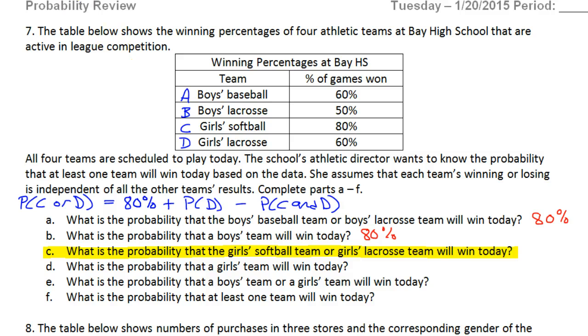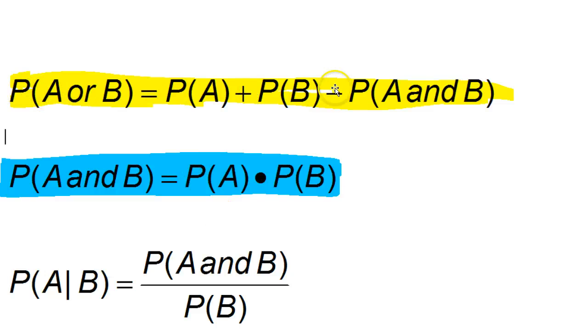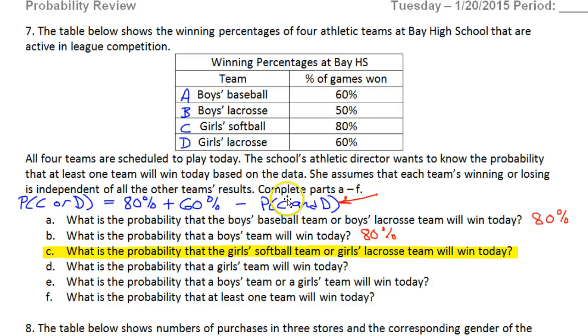Probability of D is 60%. Now, the probability of C and D, if we do this like we did the last time, these should be independent. So, looking at our formula, we just set up the yellow formula, but the probability of A and B, you multiply. So, it'll be the same thing, only with C's and D's. So, the probability of C and D is going to be 80% times 60%. In other words, 0.8 times 0.6.